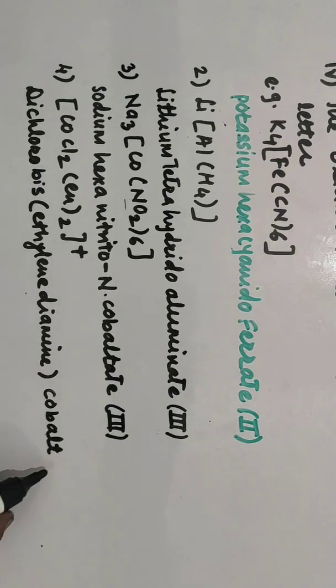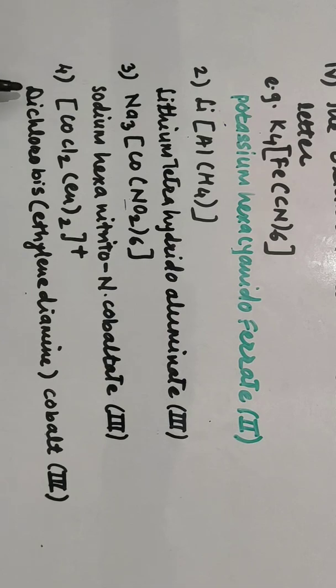Then the oxidation number for En is 0. It is neutral, so for En the oxidation number is 0. For Cl it is -1, and 2 Cl minus ions are there, so it is -2. For Co, suppose it is X, then X minus 2 plus 0 is equal to 1 plus 1, and so X is equal to +3, and hence the oxidation number of cobalt is 3 enclosed in parenthesis.